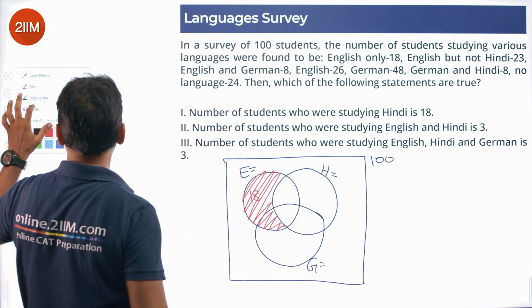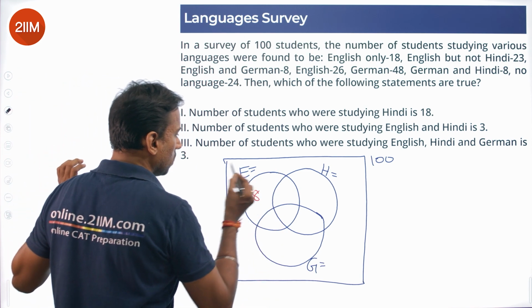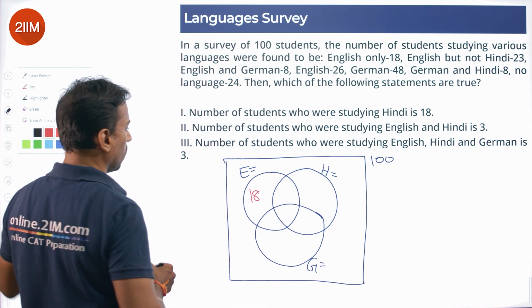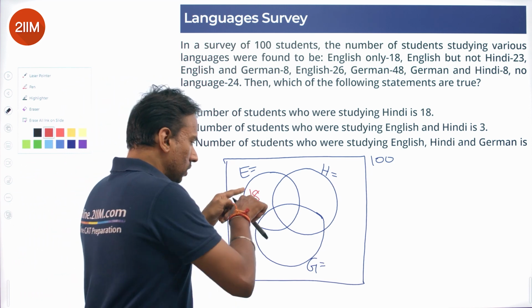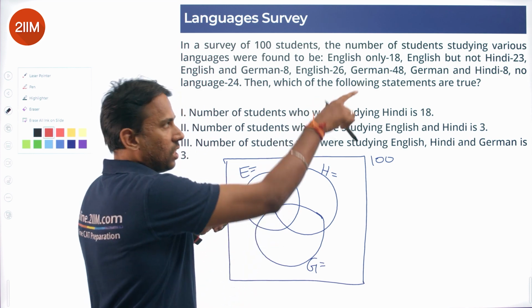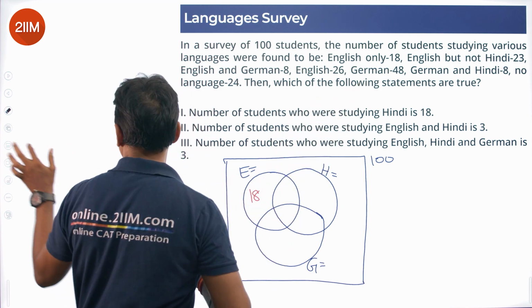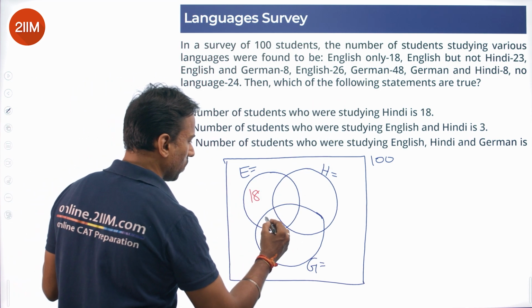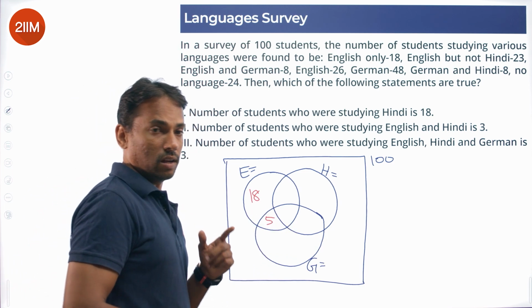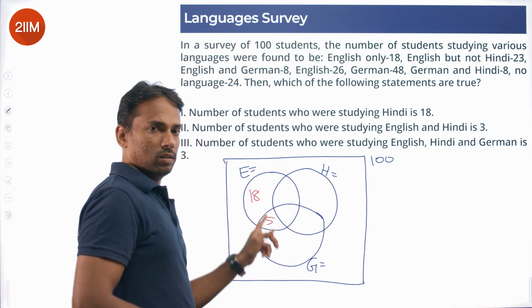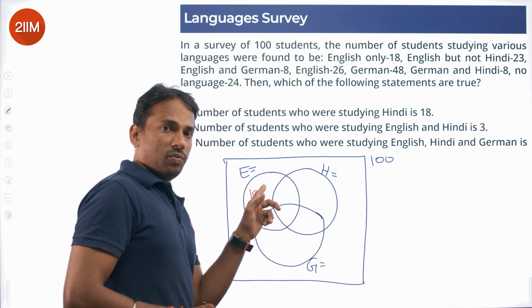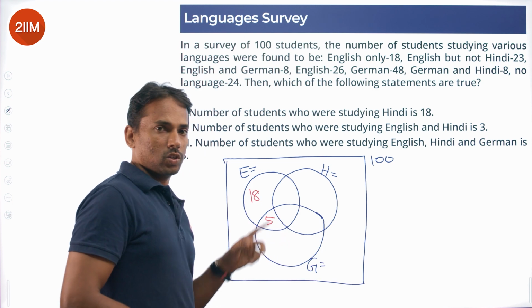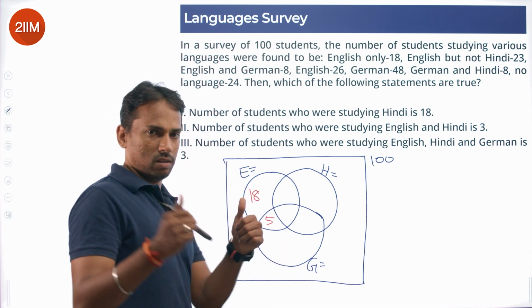Let's be very careful. I'll erase this. What we can clearly understand is this portion is already 18. This plus this is the 23, meaning this is 5. This whole region should be 23, out of which if this is 18, this should be 5. So 18 plus 5, now totally 23, adjusted.